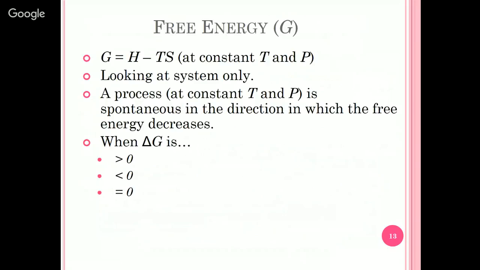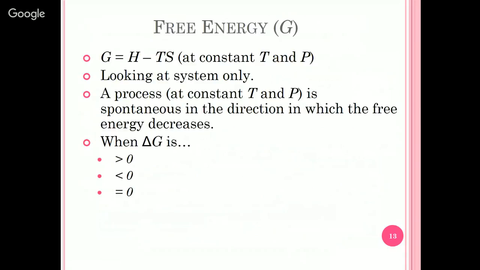So shifting away from entropy, we can look at what we call Gibbs free energy. So Gibbs free energy depends on enthalpy, on temperature, and on the entropy. So we can only be at constant temperature and pressure, so we cannot be changing those. We look at it in one particular instance. And when we do this equation, we're looking at the system only. So a process at constant temperature and pressure is spontaneous in the direction in which the free energy decreases. So that means we need delta G to be a negative value.